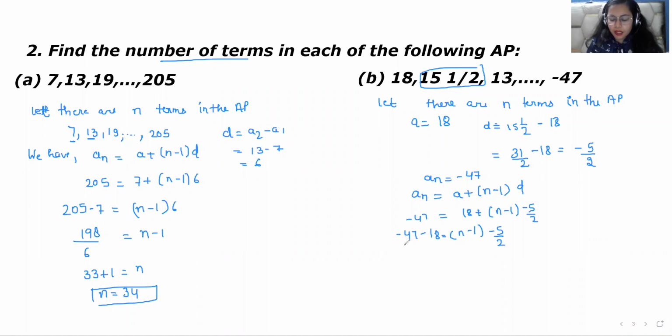Minus 47 minus 18 is minus 65, and when it comes to this side, it becomes 2 over minus 5, and here n minus 1 is left. After eliminating the subtraction sign, 65 divided by 5 is 13, and 13 times 2 is 26. And this minus 1 comes to this side in addition. So n is equal to 27. So there are 27 terms in this AP. I hope it's clear.